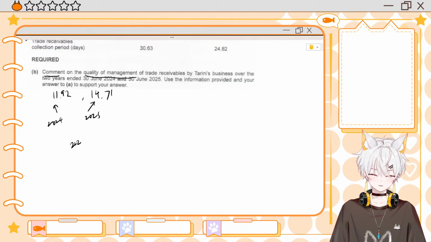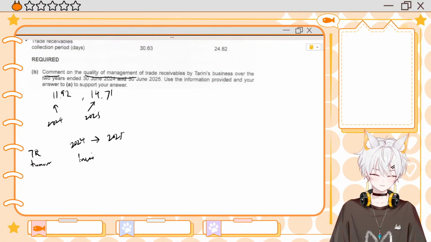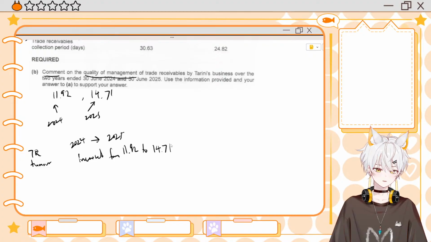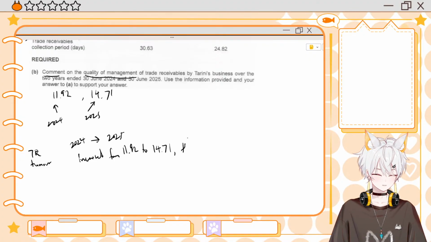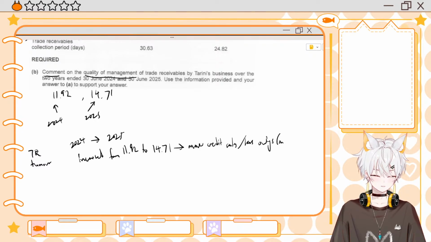So from 2024 to 2025, that crossover period, in terms of trade receivable turnover, it increased, right? From what amount to what amount? From 11.92, almost 12 times, to 14.71, almost 15 times, right? So generally, this means more credit sales or fewer owings, meaning more liquidity.